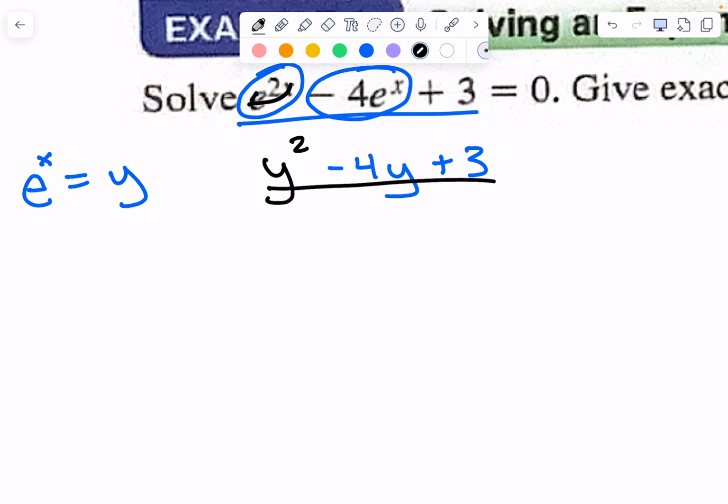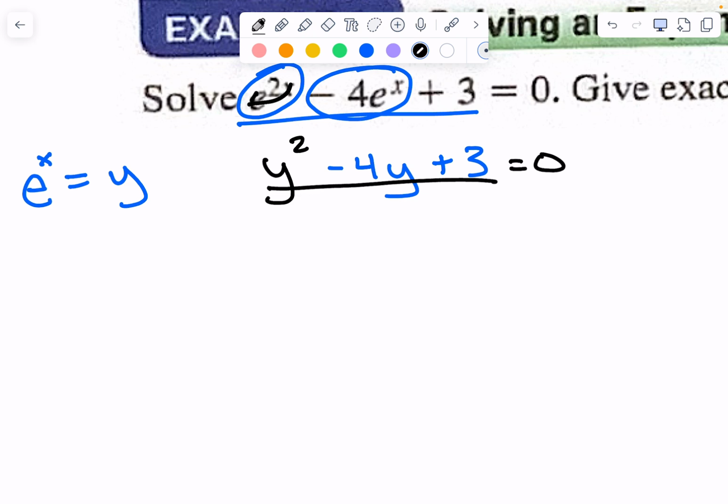So now this is a quadratic function. We have y squared minus 4y plus 3 equals 0. Now what do we do with that? You mean the x up here? If we pretend that e to the x is y, that will just still be y squared. So now we have a quadratic. What do we do with that?